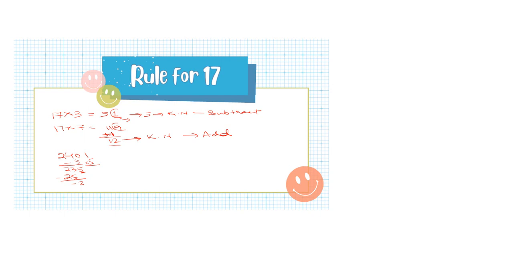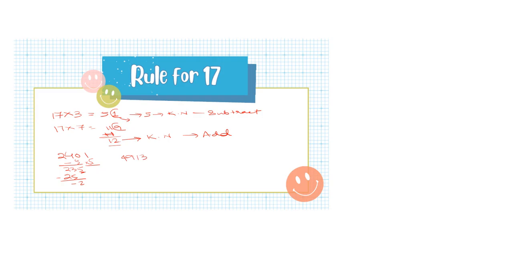Now let's take some more, a number which is divisible. An easy number we'll take. Suppose, what do you think? 17 cube. Let's take 17 cube. Do you know what is 17 cube? That is 4913.